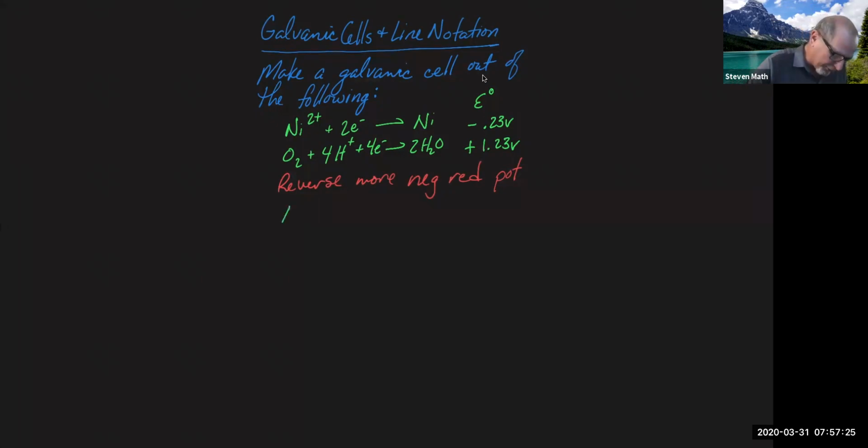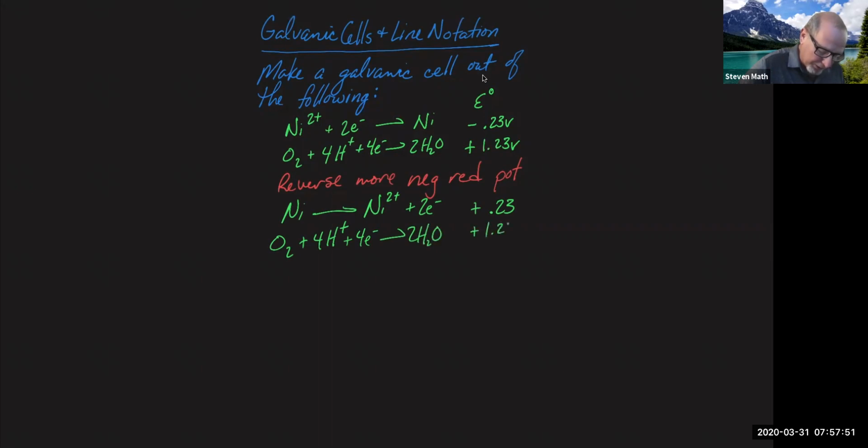So we're going to reverse that reaction, write it as nickel going to an oxidation, nickel 2 plus 2 electrons. That's now going to become a positive 0.23, and now leave the oxygen reaction with the 4 H pluses and the 4 electrons going to make a couple of waters. That's going to stay at positive 1.23. These are volts. And so our voltage here for this galvanic cell is 1.46 volts.